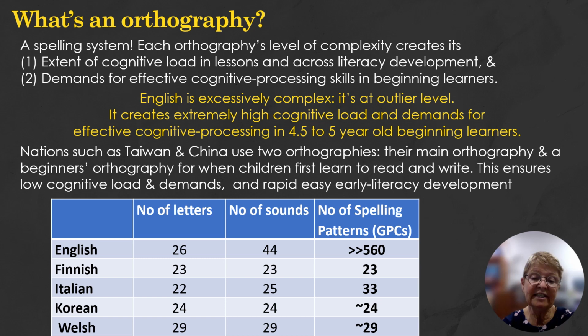So English, 26 letters, 44 sounds, way over 560 spelling patterns. Finnish, 23, 23, 23, or perhaps just under 30. Italian, 22 letters, 25 sounds, 33 spelling patterns. Do you see how those regular orthographies, they're keeping everything consistent? There's not much more learning than the kids learning their letter sounds and then how to sound out words to read and write. Okay, Korean, 24, 24, 24 approximately, and Welsh, 29, 29, 29.